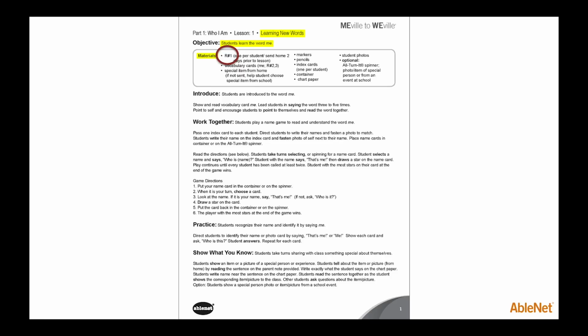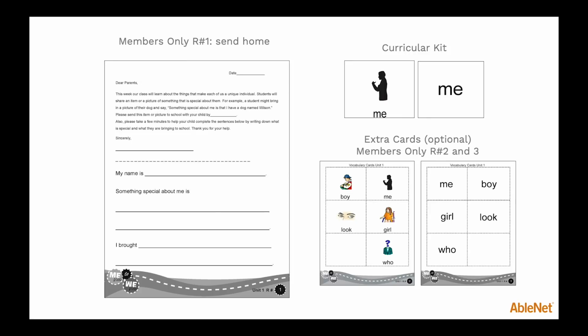In addition to printable materials from the members-only content, there are materials such as the vocabulary cards you will need from the curricular kit. The materials list also includes items typically found in the classroom that you will need, as well as optional items for that lesson. This is the parent letter for the lessons that needs to be sent home 2 days in advance for this particular lesson. The vocabulary cards, again, can be found in the curricular kit.